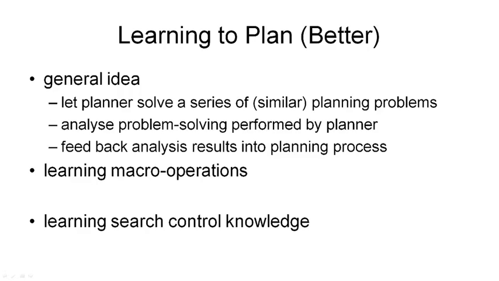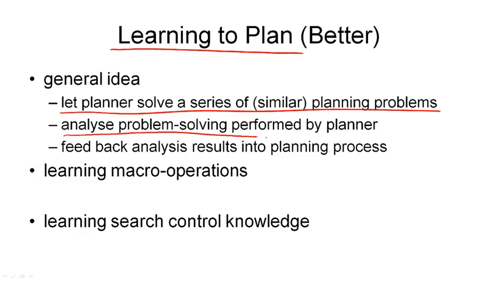So one approach was to try to apply learning to planning to somehow improve the performance of the planner over time. So the general idea is we let the planner solve a series of similar planning problems. Then we somehow analyze what the planner has been doing during the problem-solving process. And the result of this analysis should be something that we can feed back into the planning process to make the planner more efficient on similar problems. That is the general idea, and that is what you would expect from human planners when they start solving similar planning problems. They would get better over time.